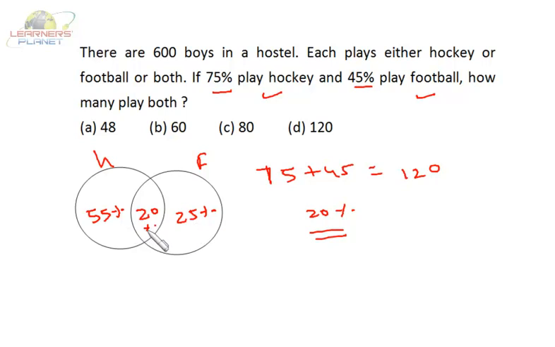Of 600, 20% are playing both the games. That means 120 players are playing both the games, which we got in the very first step. But for the sake of clarity and to show which types of questions are asked, I have given all the concepts here. So I hope you are clear with the concepts. Let's take the next one.